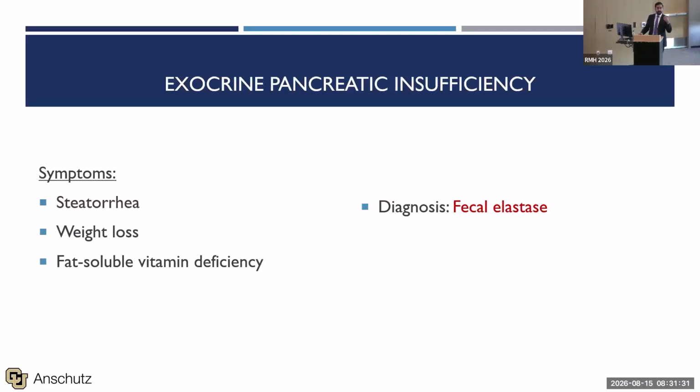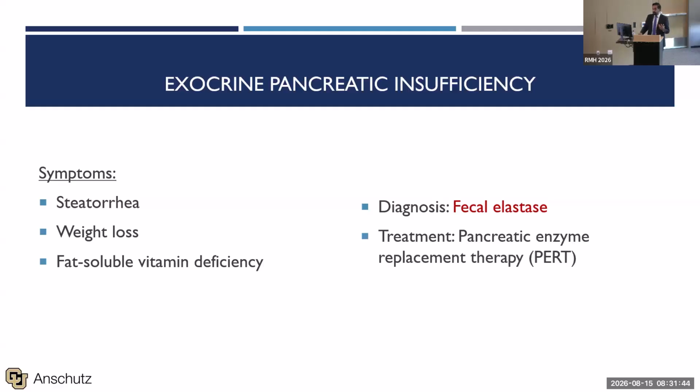But if the patient's having diarrhea and it's too loose, they can be a false positive on that. So try to get them to get as solid a stool as possible. But I think this is the easiest test to get for patients. And then the treatment is pancreatic enzyme replacement therapy.